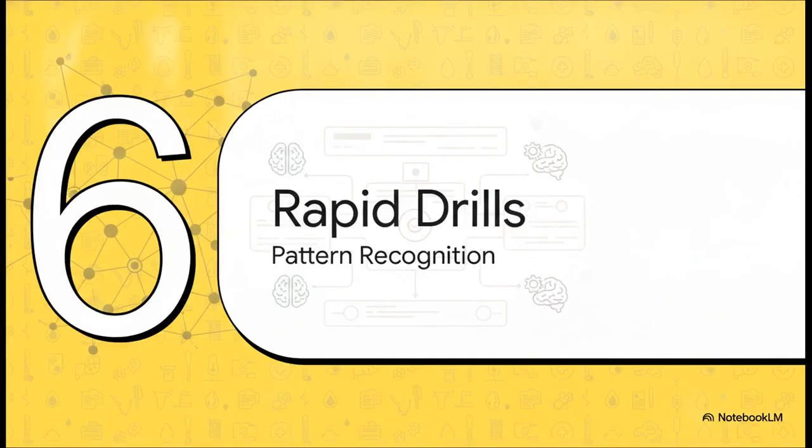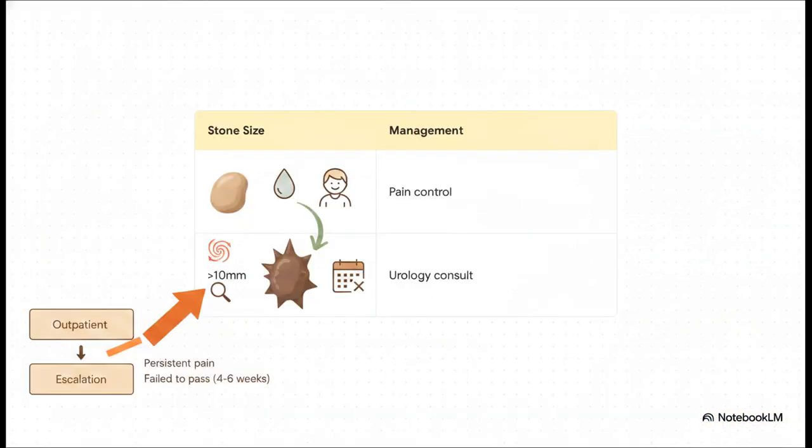Section 6. Rapid Safe Discharge Drills. Let's run through these. First, nephrolithiasis. Outpatient management is safe when stones are under 5 millimeters and the patient maintains oral hydration with adequate pain control. But escalation to an outpatient urology consult is required when the stone is over 10 millimeters, causes persistent pain, or fails to pass in 4 to 6 weeks. The clues here are size and time, since prolonged obstruction risks irreversible kidney damage.